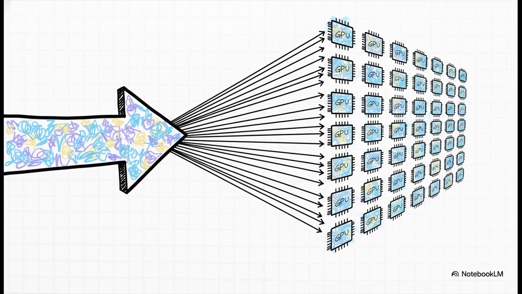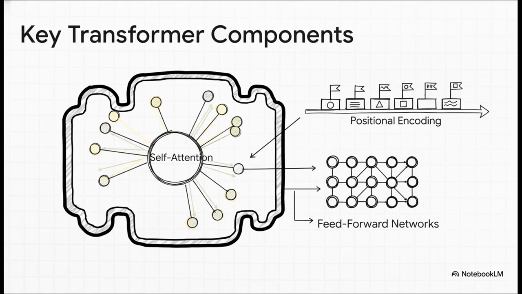That see-it-all-at-once ability, that is the transformer's superpower. Because it can see everything at once, it can split up the work across thousands of computer chips, or GPUs, all running in parallel. This design is what made it possible, and affordable, to train these enormous models. That parallel processing capability is the absolute key that unlocked the entire AI revolution we're seeing today. So how does it actually do that?